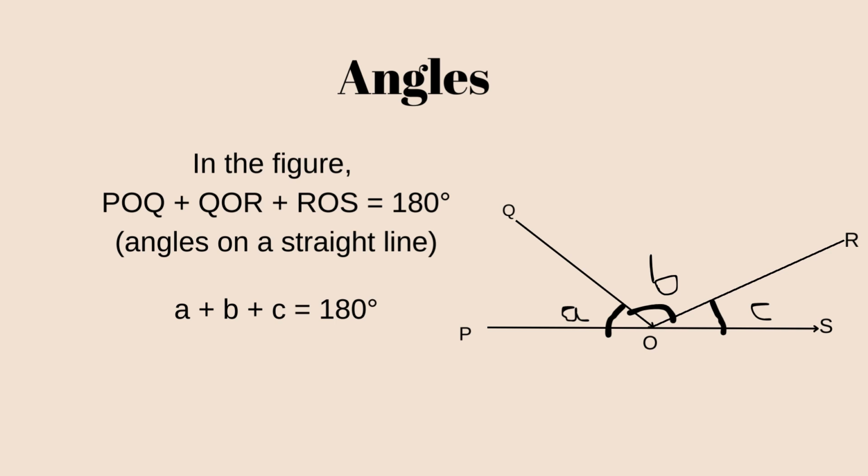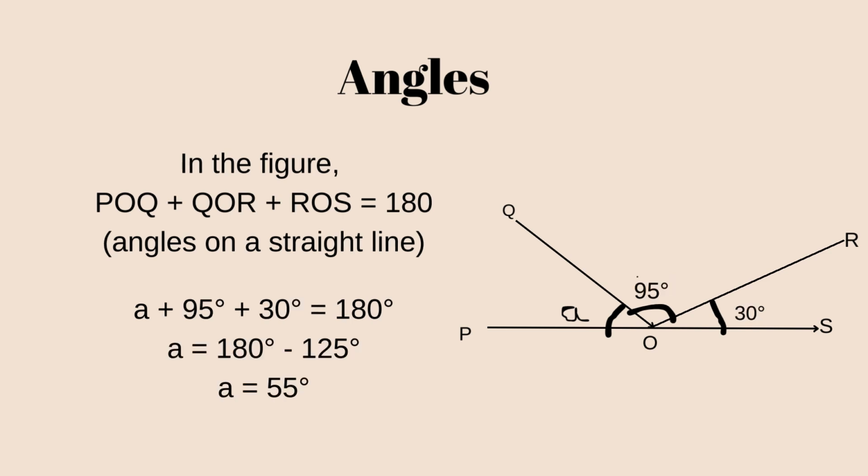So if I have a value for B and a value for C, I can easily calculate what my A will be. Now I have my B to be 95 degrees and I have my C to be 30 degrees. So my A will be 180 degrees minus 95 and minus 30, and that gives me 55 degrees. Now the reason is because they are angles on a straight line.